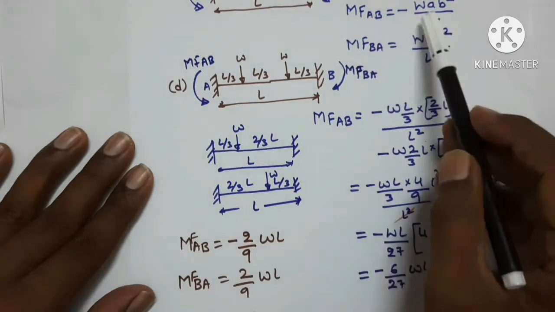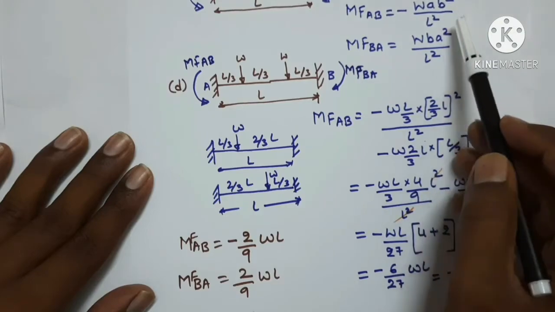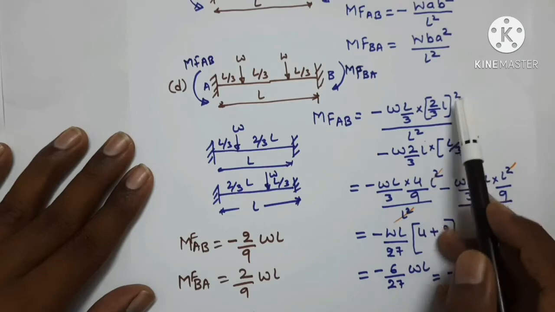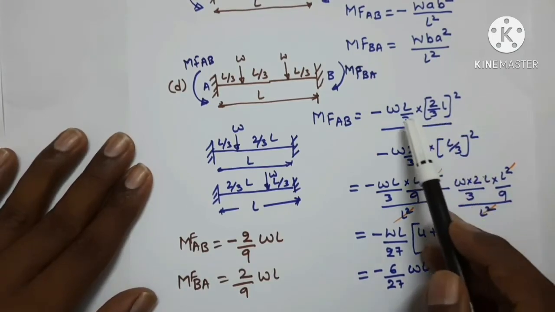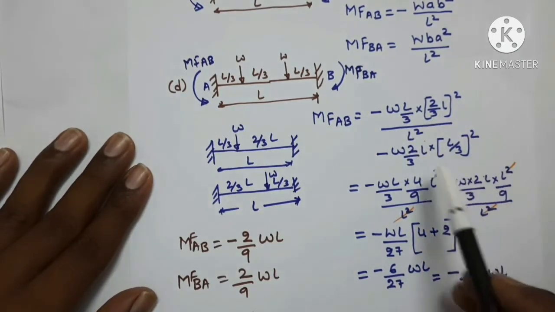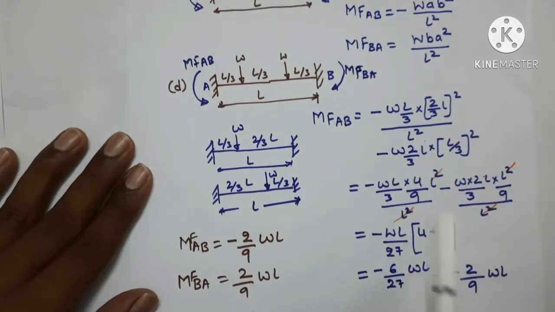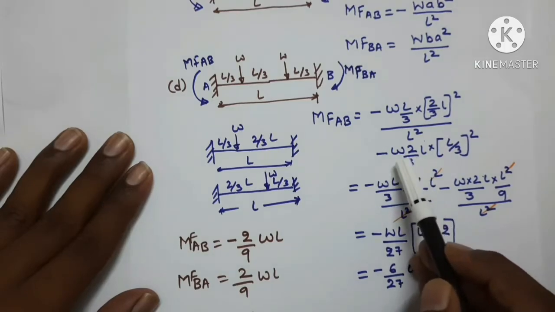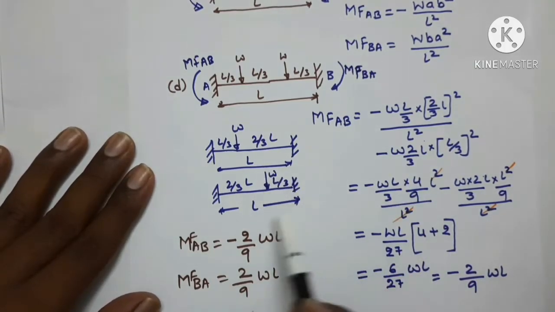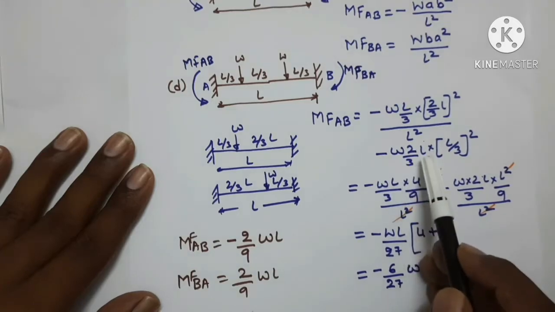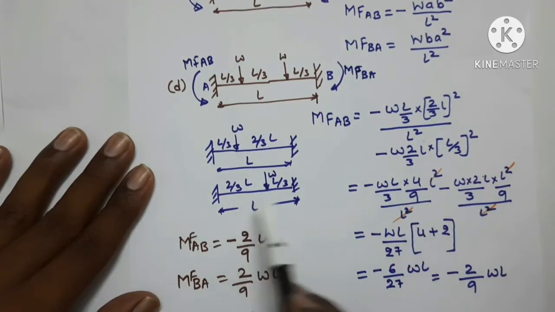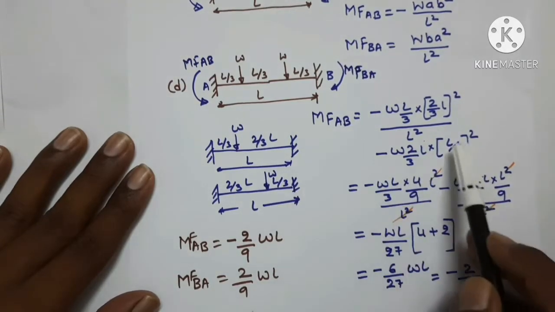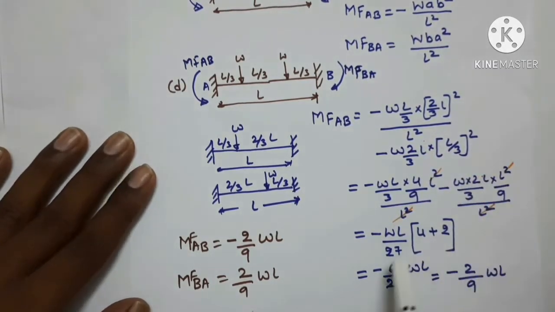So when I write the equation W A B square upon L square, here I will write W A B square. B is 2/3 of L and A is L by 3, divided by L square. Then minus, once again that W, here A is 2/3 of L, into B square, where B is L by 3. So I will write B square is equal to L by 3 square.